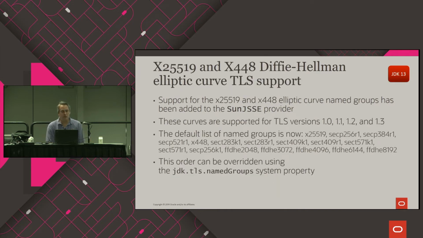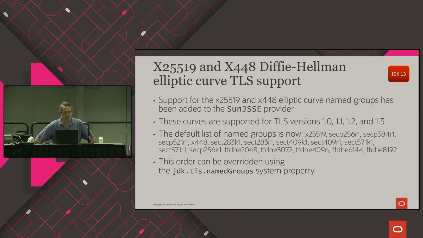X25519 and X448 Diffie-Hellman elliptic curve support. Again, we talked about that a little bit earlier, where the algorithm was available for the crypto part, but it wasn't available in TLS. Well, we added that in JDK 13, which just released a little bit ago. We have added support for these named groups in TLS, and it's in the Sun JSSE provider, of course. These curves are actually supported all the way back to TLS version 1, so 1.1, 1.2, 1.3, and 1, of course.